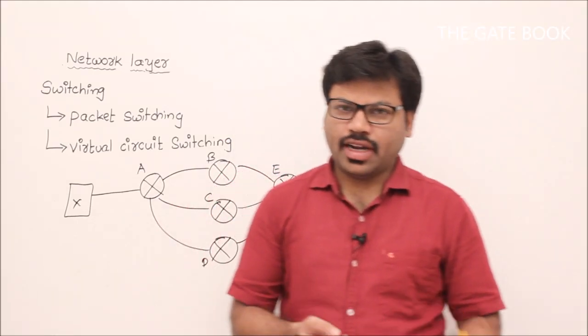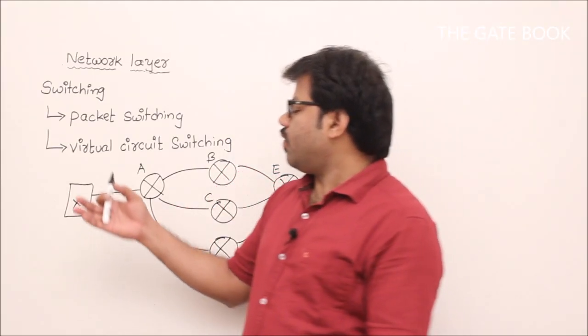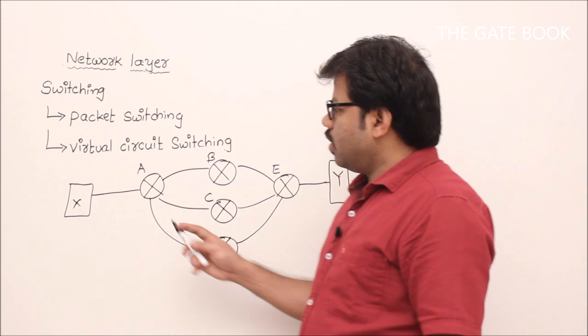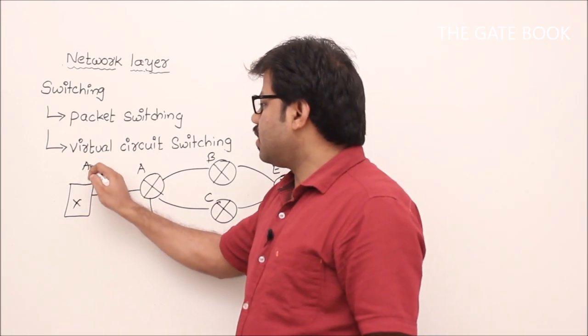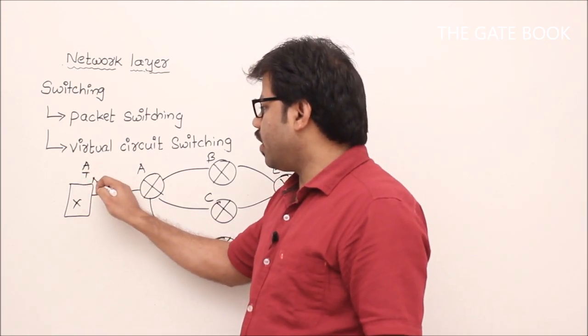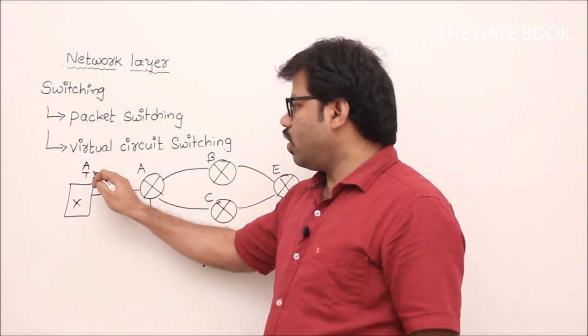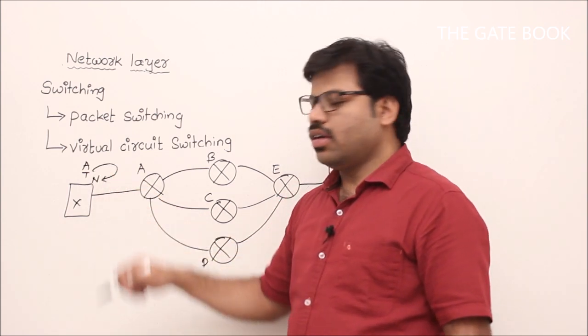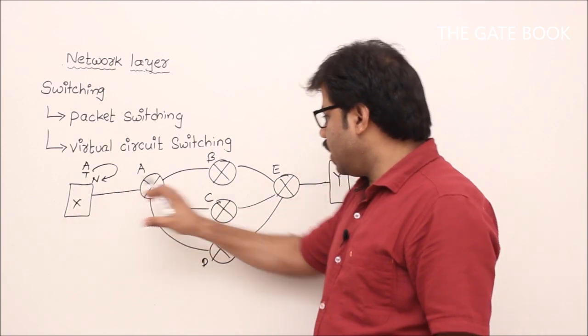Now we'll see one more important aspect of the network layer. So in the network layer, see the story. You will be having the application layer, transport layer followed by the network layer, correct? So the transport layer is going to give the data to the network layer. The network layer is going to transfer the data to the destination.